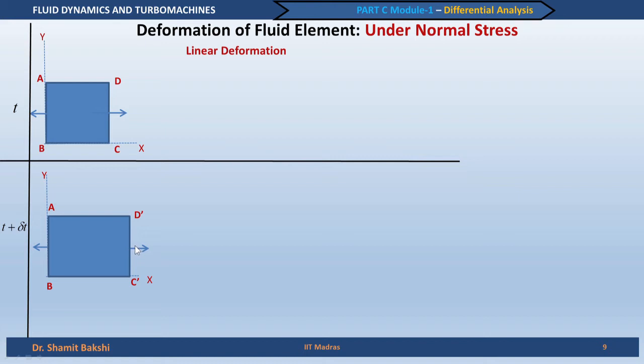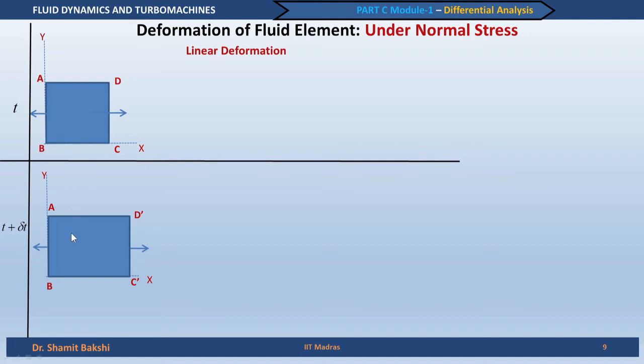That means the fluid element has been stretched in the x direction, DC has now moved to a new position D prime C prime. Now, even when we just consider the x directional normal stress, there is a change in volume as the fluid element moves from time t to t plus delta t, which was not the case for the angular deformation under the shear stresses. That only changed the angle of the edges, but it did not change the volume. Here there is a change in volume.